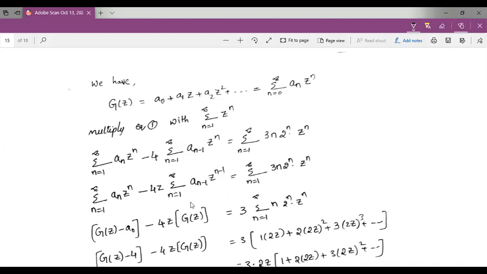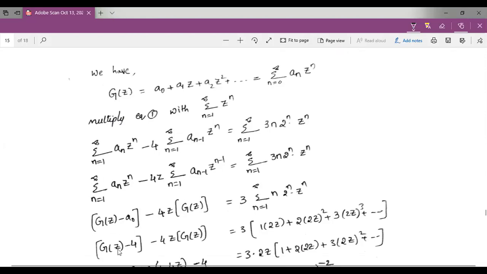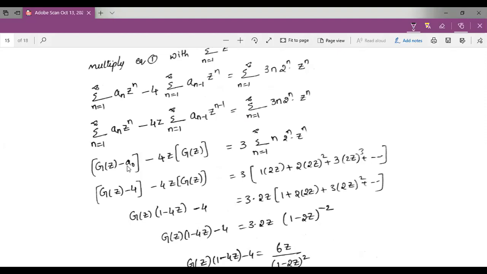So that series is equal to g of z. That is equal to 3 constant, summation n is equal to 1 to infinity n into 2 power n into z power n. The initial value a naught is given as 4. So we substitute that value: g of z minus 4 minus 4z into g of z is equal to 3 into the expanded series. We take the values from 1 into 2 into z power 1, so that becomes 2z plus 2 into 2z whole square plus 3 into 2z whole cube plus and so on.